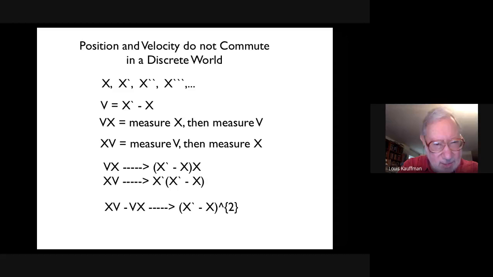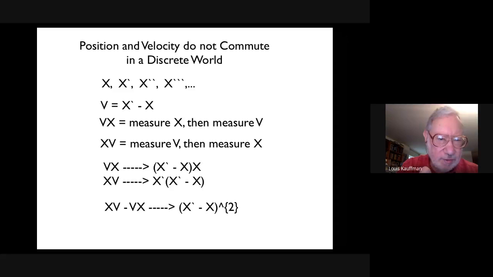Time is going forward. So that means that if I measure x and then I measure v, the measurements go from right to left, like function composition. So if I measure x and then I measure v, as on the bottom of the slide, I get the product (x prime minus x) multiplied by x.